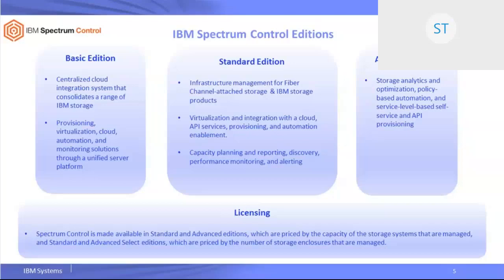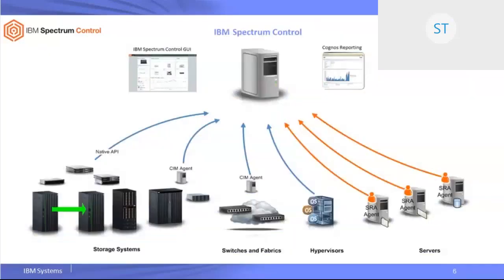We now move on to the Spectrum Control architecture slide, which will give you the overall overview of how it is used. This is a pictorial view where you can see your storage devices, your SAN devices, your servers, your hypervisors. In the overall architecture, Spectrum Control communicates with various devices using CIMOM agents, which are inbuilt in your storage devices, and also using SRA agents, which have to be installed on the servers. Spectrum Control manages your disk storage, your SAN fabric switches, and hypervisor servers using various agents. We can see the Spectrum Control GUI dashboard and Cognos reporting GUI.